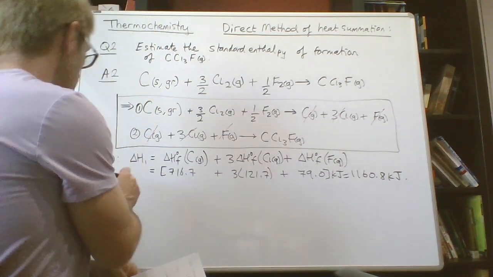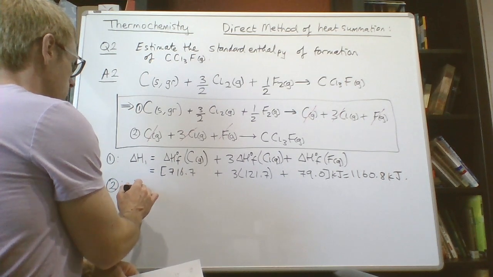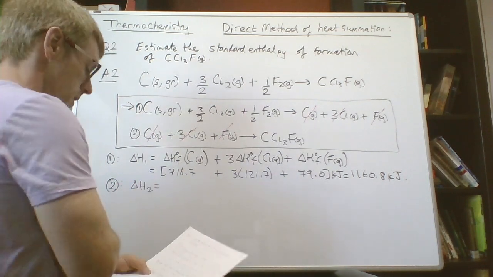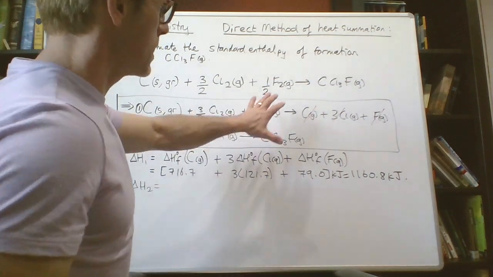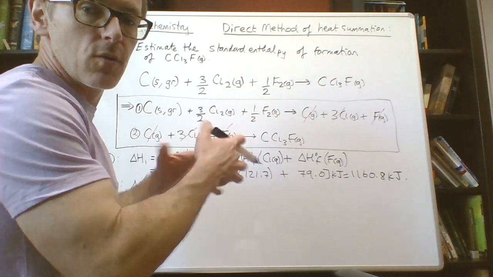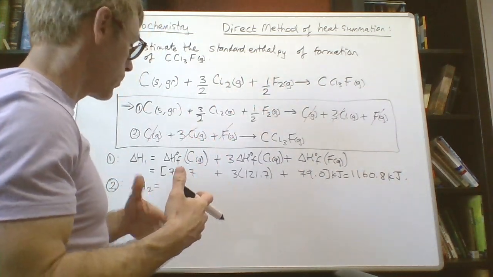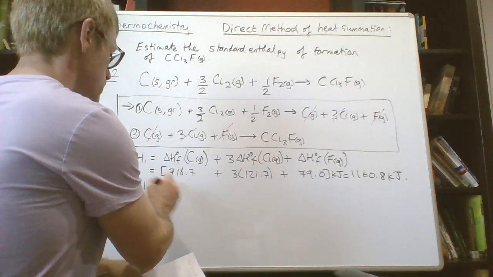Okay, looking at equation 2, let's calculate that component of energy. Equation 2, again, we know that when these atoms come together to make the target compound, they're going to release energy, so we know a priori that's going to be a negative value. So we can preface this with a negative sign.